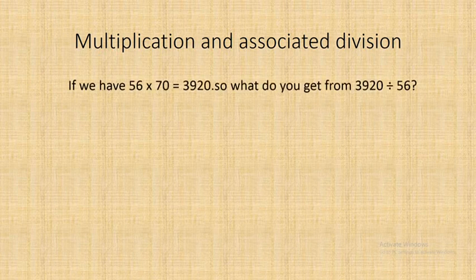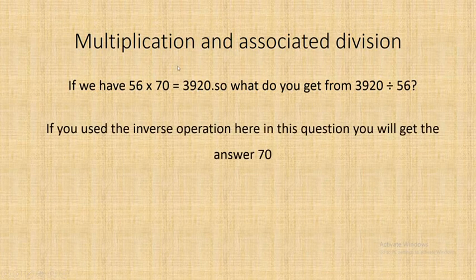So for example, if we have 56 times 70 equals 3,920, and it's given to you, what do you think you will get from 3,920 divided by 56? Look, it's the inverse operation. So I will take this number divided by 56. Of course, without thinking, the answer is the third number, which is 70.